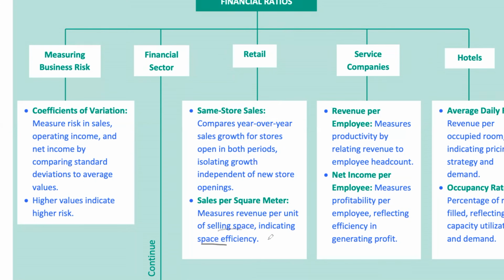For service companies, key ratios include revenue per employee, which shows how efficiently a company is generating revenue per employee. Net income per employee indicates how much net income is generated per employee.